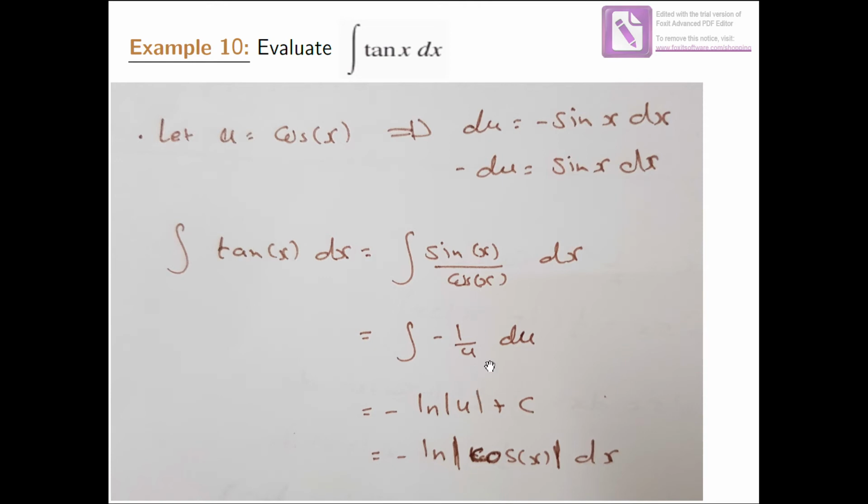So the integral of minus 1 over u du will be minus ln absolute value of u plus the constant c, where u is equal to cosine x, so this will give us minus ln absolute value cosine x plus the constant c. Sorry for this mistake, this is not dx, this is minus ln cosine x plus the constant c. So this one should be plus c, not dx, because we finished the integration, so this will be plus the constant c.